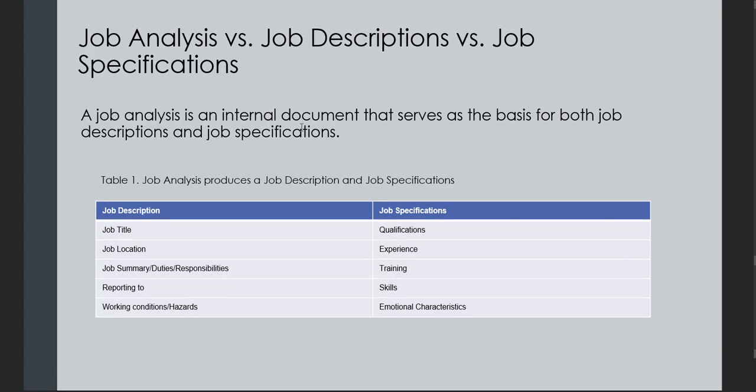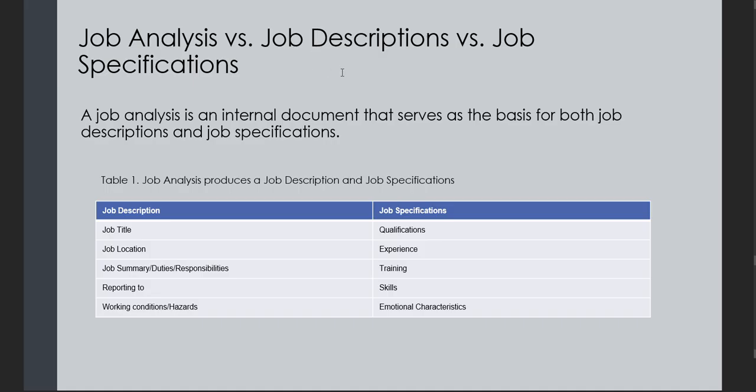Now, job analysis versus job descriptions versus job specifications. Let's clarify the differences. So, job analysis. It is the process of gathering information about a job. It is the research phase. Then job description. It is the product of that analysis. It describes the job's duties, responsibilities, and conditions. It's about the job itself.